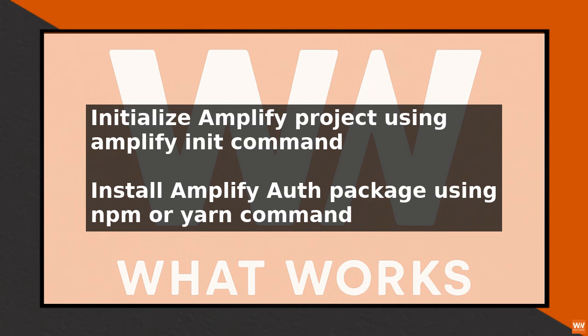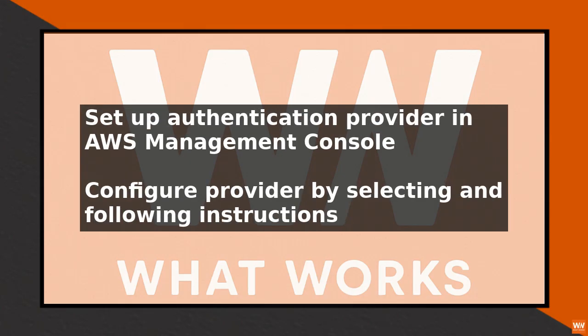First, initialize a new Amplify project by running the command amplify init in your terminal. This will create a new directory with the basic structure for an Amplify project. Next, install the Amplify auth package by running the command npm install aws-amplify or yarn add aws-amplify.